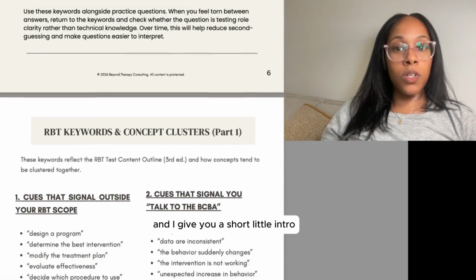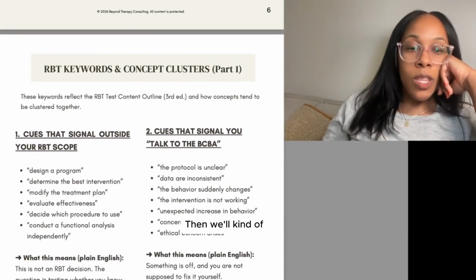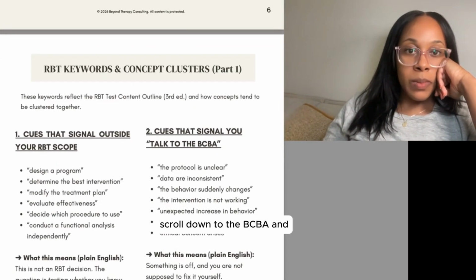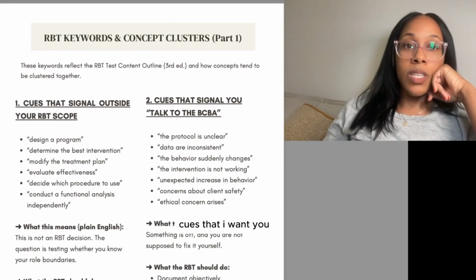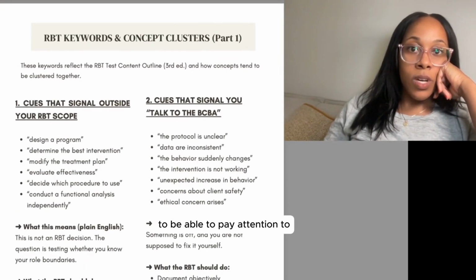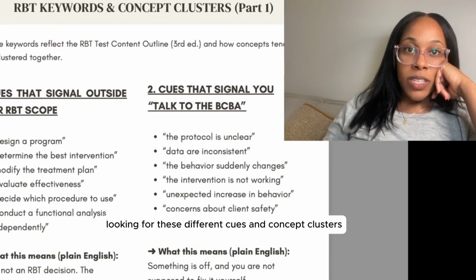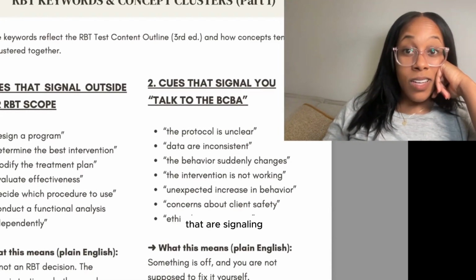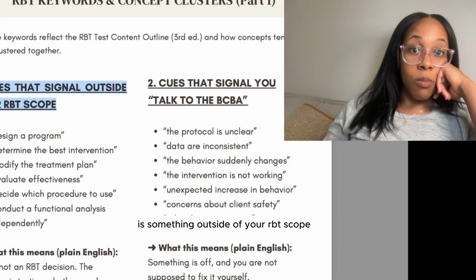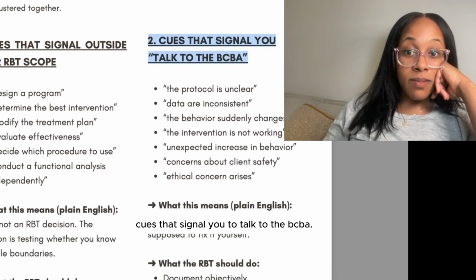And I give you a short little intro of RBT, keywords and concept clusters, and then we'll kind of scroll down to the BCBA and BCaBA side. So what I put here are different cues that I want you to be able to pay attention to. So the 3rd edition of the task list for RBTs, it does match. But looking for these different cues and concept clusters that are signaling something outside of your RBT scope. Cues that signal you to talk to the BCBA.